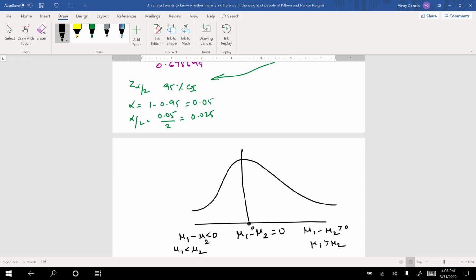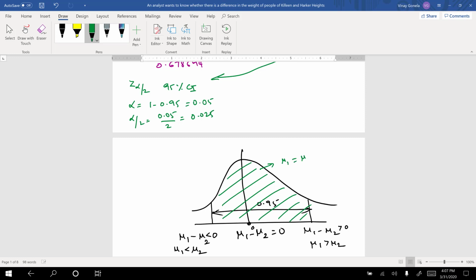So at this time we are looking for 95% confidence interval. So from here to here, this is 0.95. So when we say 95% confidence interval, this is the area in which mu1 is equal to mu2. So this will be a region where you do not reject H null.